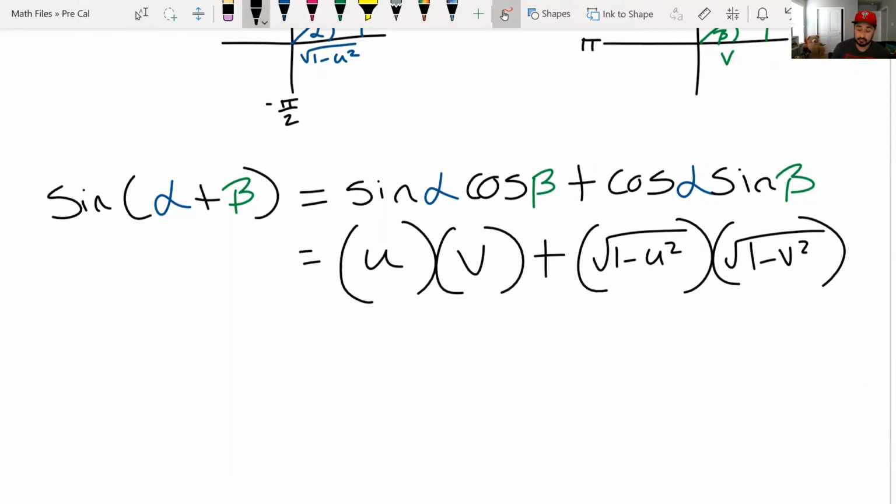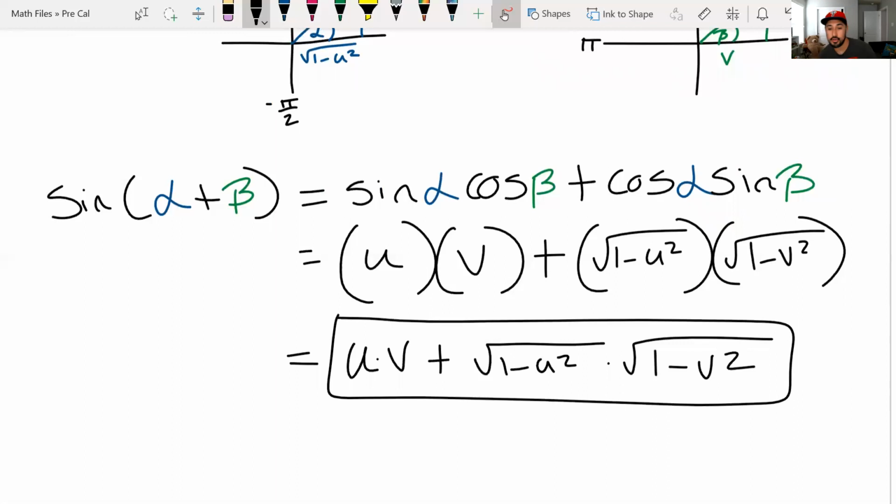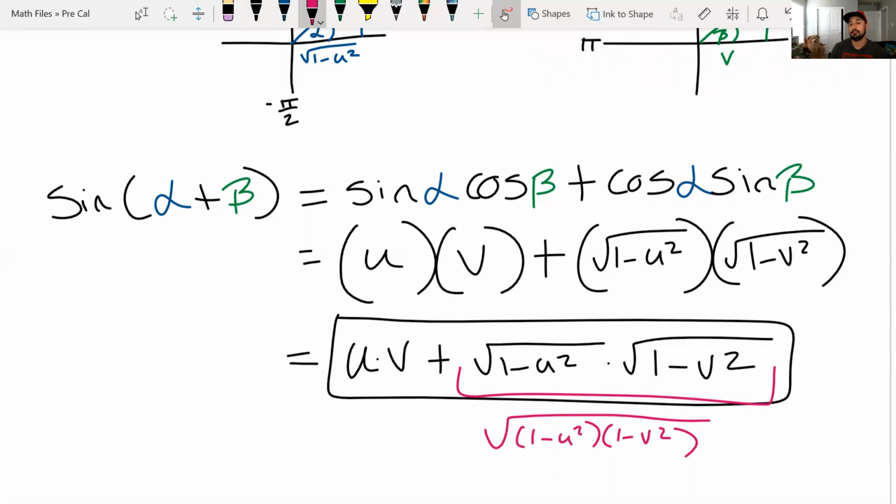Well, that's it. We can't do anything else. This is U times V plus the square root of 1 minus U squared times the square root of 1 minus V squared. That's it. There's your algebraic expression containing U and V with no trig functions remaining. I mean, you could combine these two, but there's no need to. This could become the square root of 1 minus U squared times 1 minus V squared. But again, you don't have to.